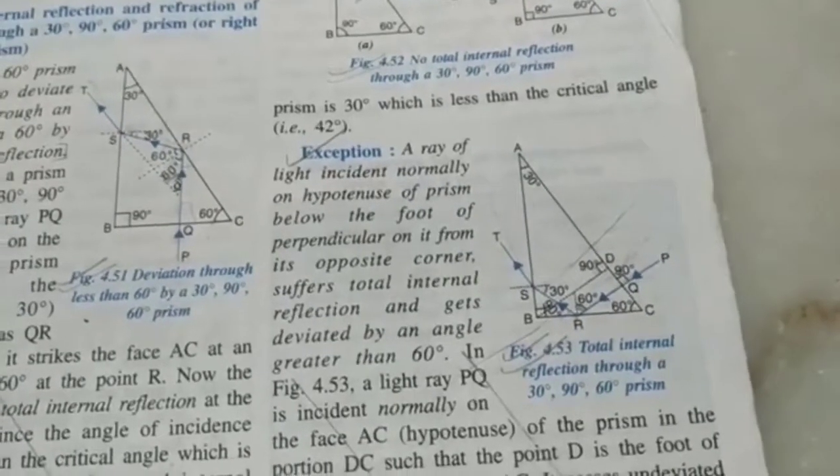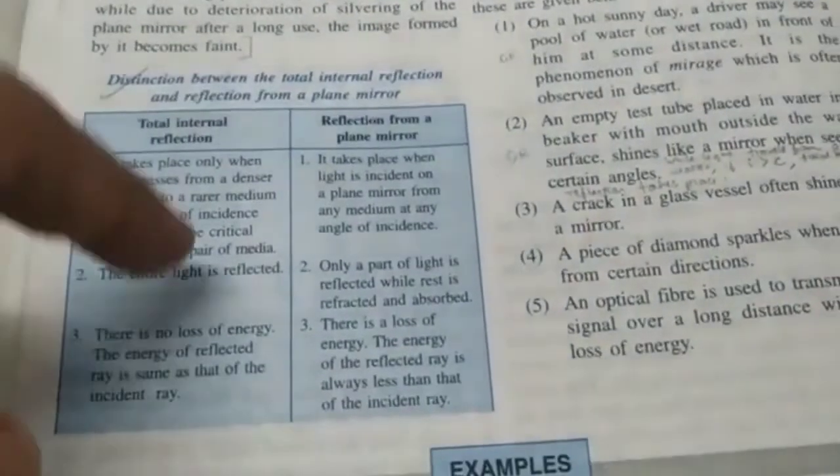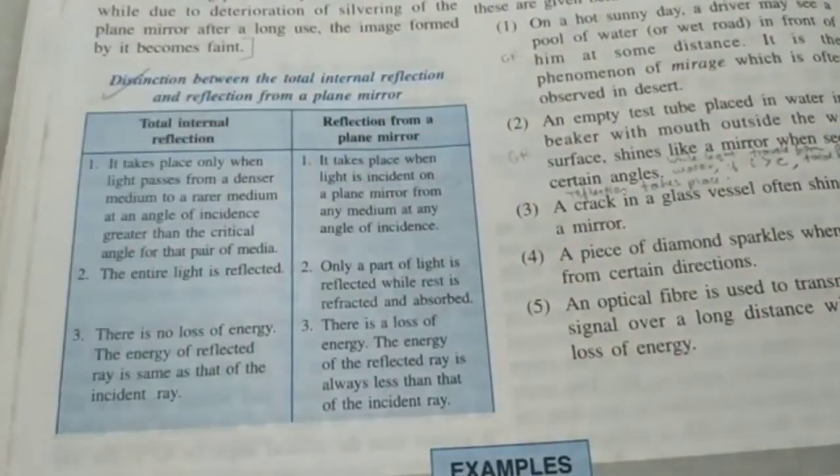So in 30, 60, 90, there is just one diagram, just like the equilateral diagram. There are two more diagrams which you have to draw, wherein there will be no total internal reflection, but we have to learn the exceptional case also. So in these two cases, total internal reflection takes place in 30, 60, 90 prism. I already told you the advantages of total internal reflection with respect to that of a plane mirror. We'll learn this difference table.